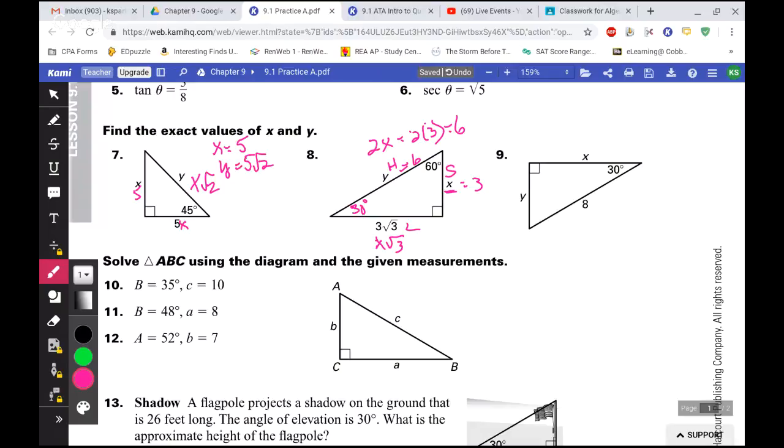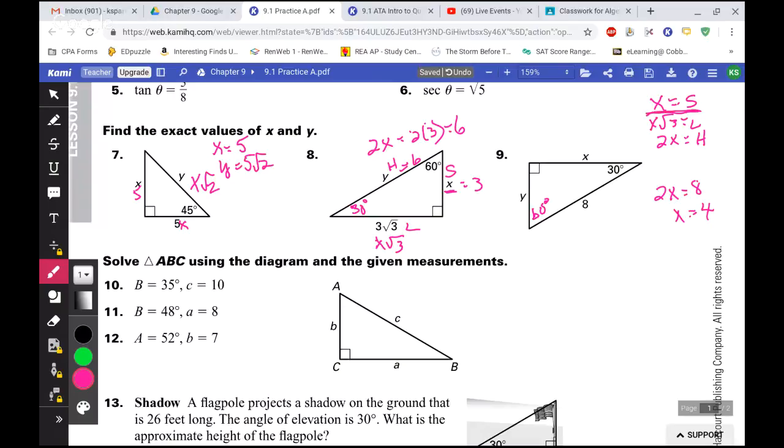Number 9 is also a 30, 60, 90 triangle. The short leg is opposite the 30-degree angle, the long leg is opposite the 60-degree angle, and 8 is the hypotenuse. What we know of a 30, 60, 90 triangle is the short leg is X, the long leg is X times root 3, and the hypotenuse is 2x. So if 2x equals 8, then x equals 4.